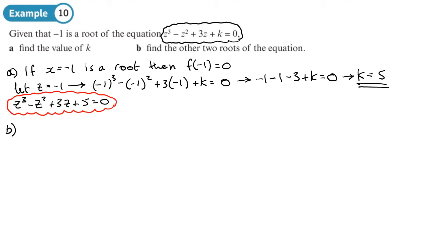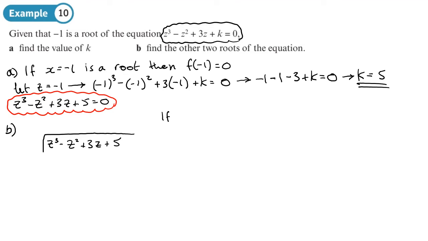Now to find what that root is, I need to use algebraic long division to reduce the cubic down to a quadratic and then find the roots of that quadratic. So I'm going to have z cubed minus z squared plus 3z plus 5. I'm going to be dividing it by a factor, so this goes with the factor theorem.